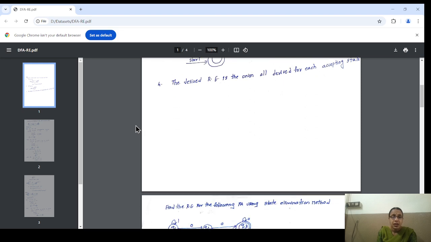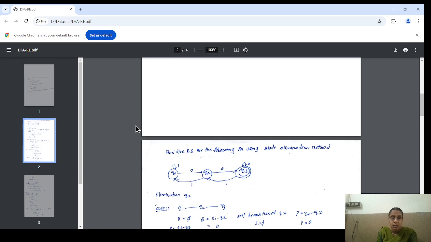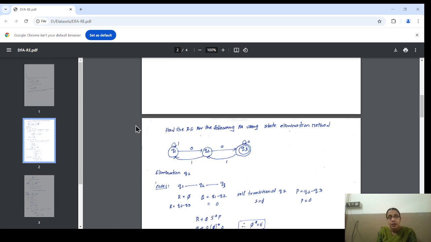So once again, I am repeating the problem. Find the regular expression for the following DFA using the state elimination method. Here we are taking the DFA diagram. We have to convert the DFA diagram into a regular expression. So here I am eliminating. We have start state Q1 and final state Q2.